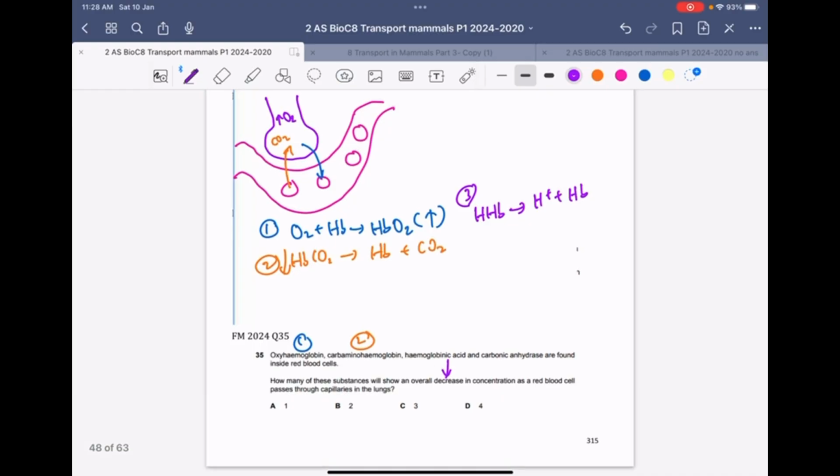So that's why the hydrogen ions can react with the bicarbonate ions, and then it will become water and CO2. So that's why the hemoglobinic acid is actually reducing.